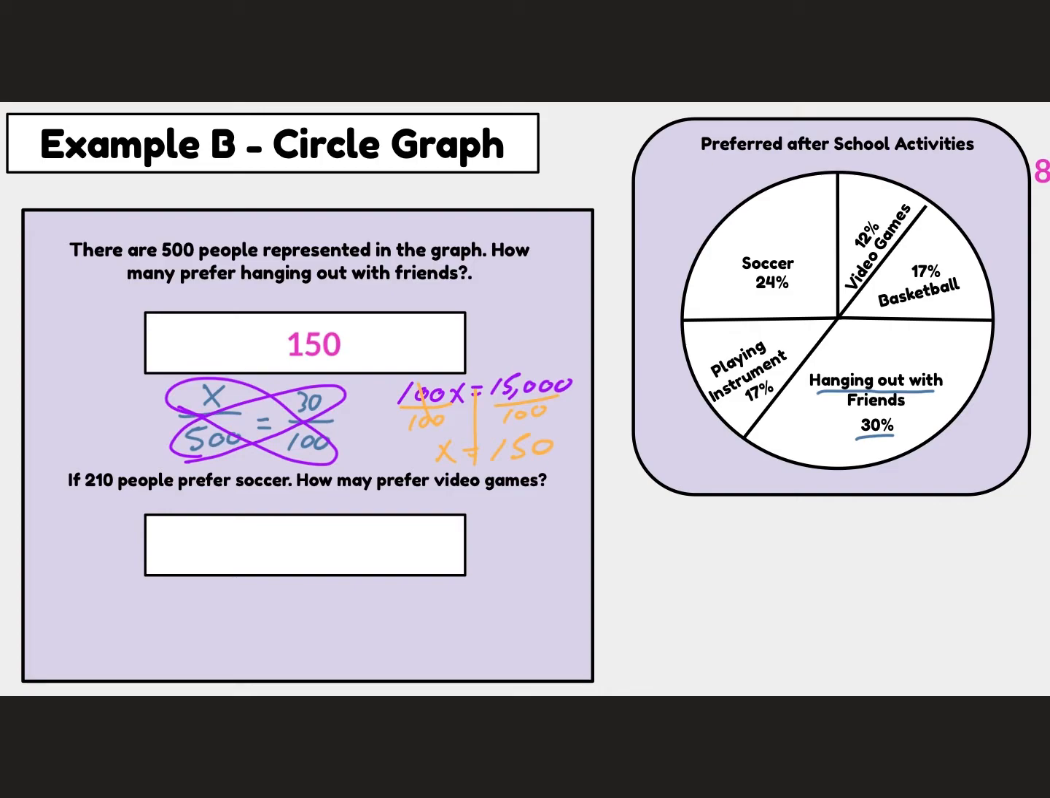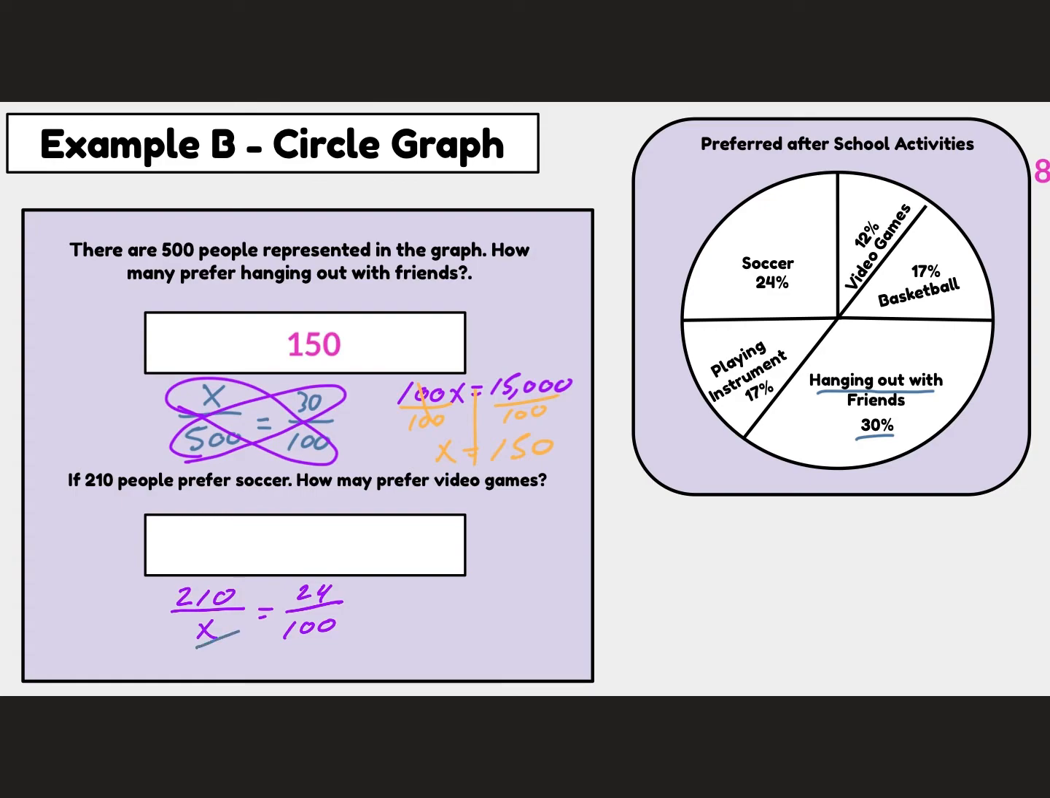So before I can figure out the number of people that like video games, I'm going to need to figure out how many people there are total in this graph. So in order to do that, I need to, again, set up a proportion. Again, lots of ways to do this, but I'm going to set up a proportion. I know that there are 210 people that like soccer, but I don't know how many people there are total. Now, I do know that the number of people that like soccer is 24%, and I know that that would be out of 100%, or the total number of people.